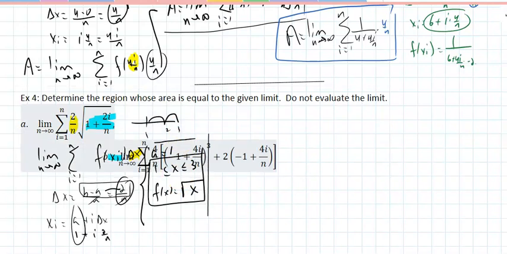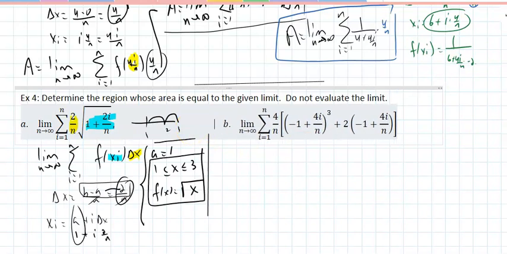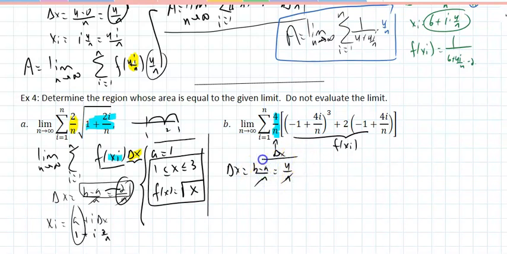I look for delta x first. That's an easy target in this case. Delta x is right there, because it's always multiplied by the function, and this is obviously f of x sub i, and this is delta x. Well, delta x is b minus a over n. That is 4 over n, so it's a length of 4 units. X sub i is a plus i times delta x.